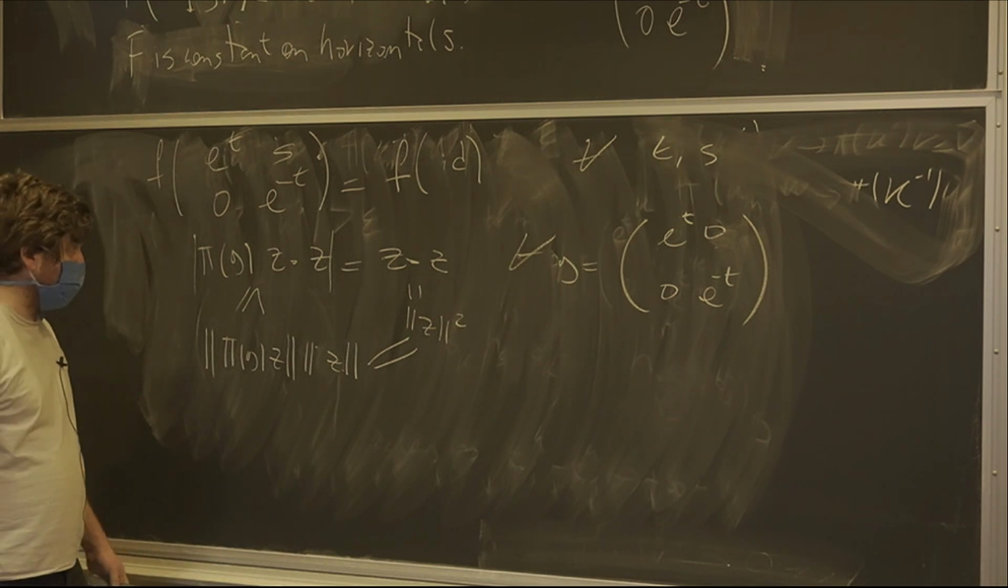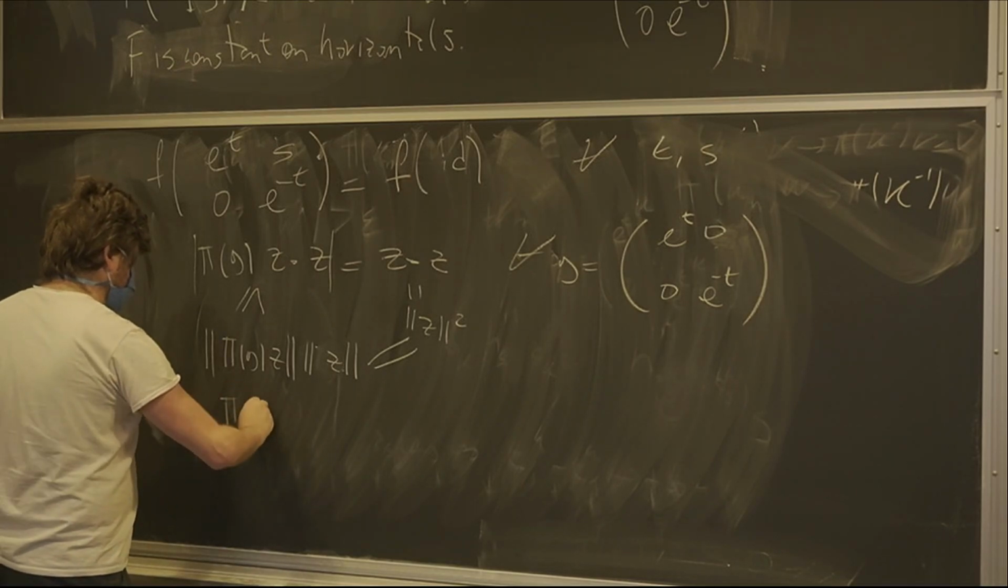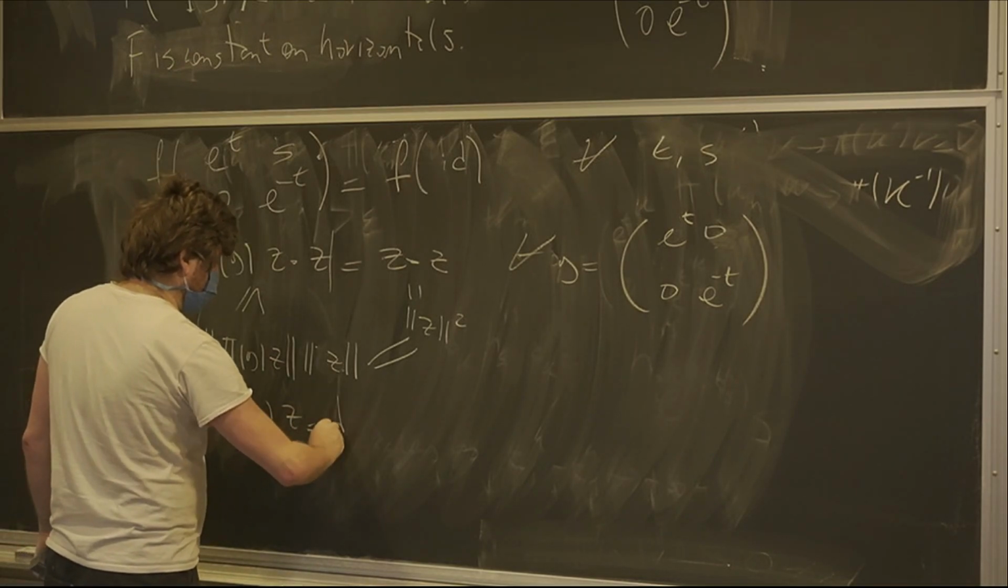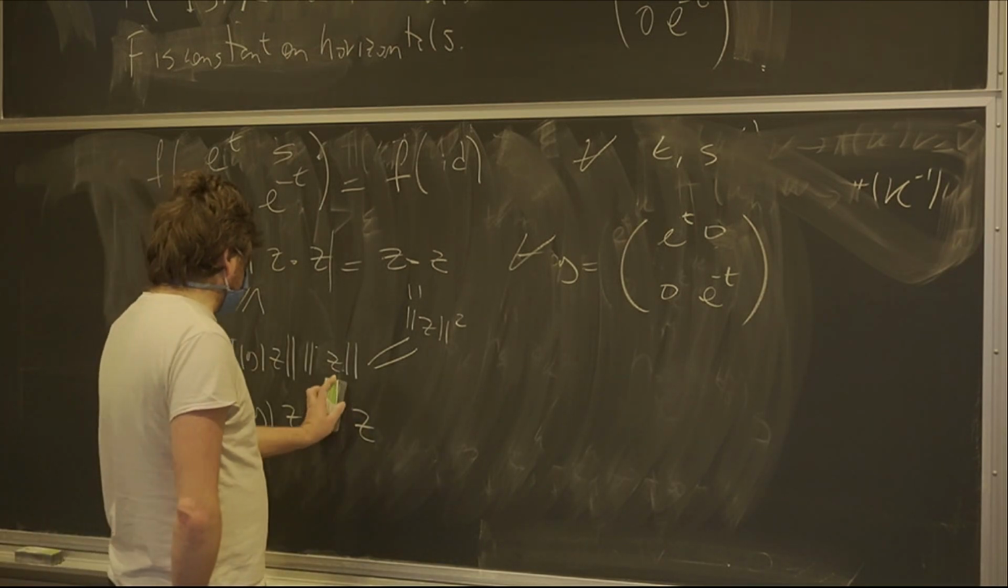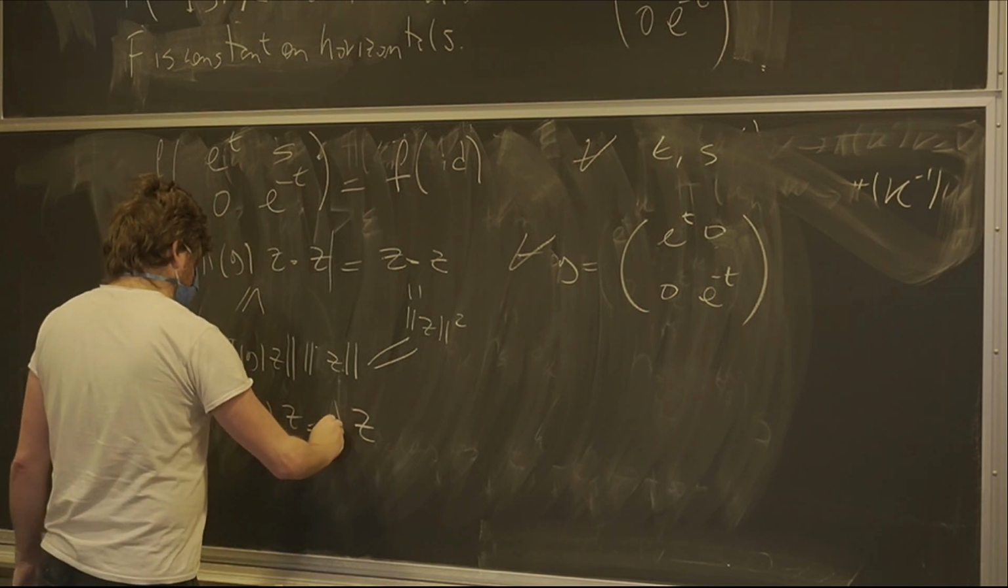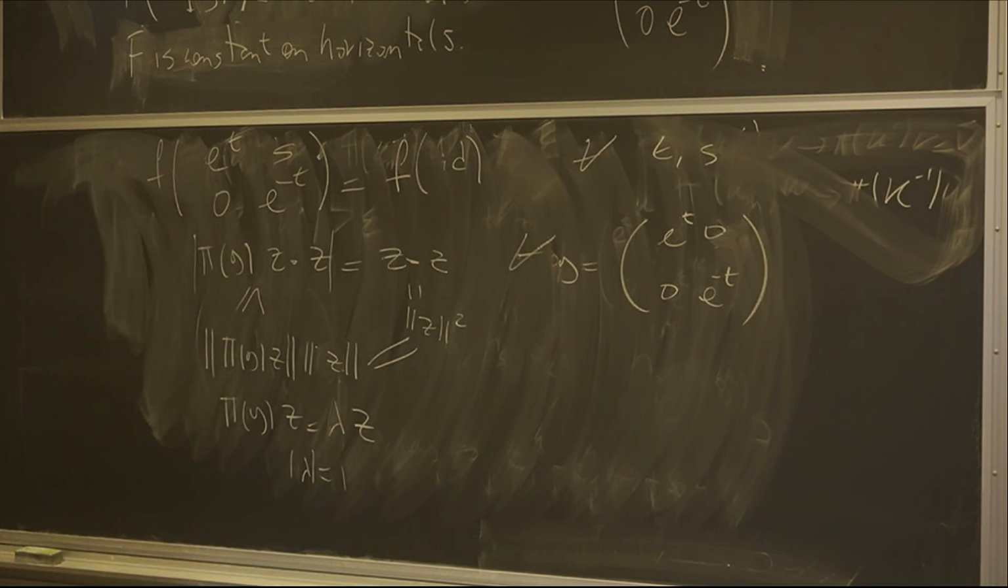And Cauchy-Schwarz tells me something when you have equality. Cauchy-Schwarz tells me that these are equal. The modulus of lambda has to be 1, because they have the same norm. And you have to do something else to kill this lambda. How do we kill this lambda?